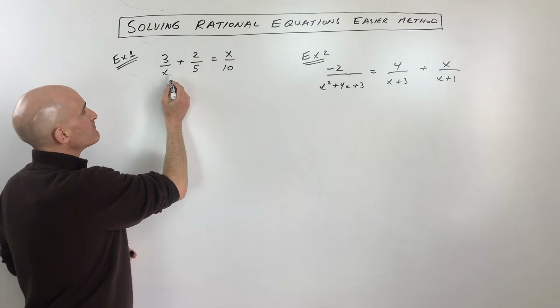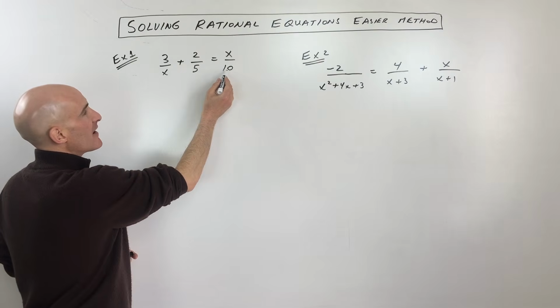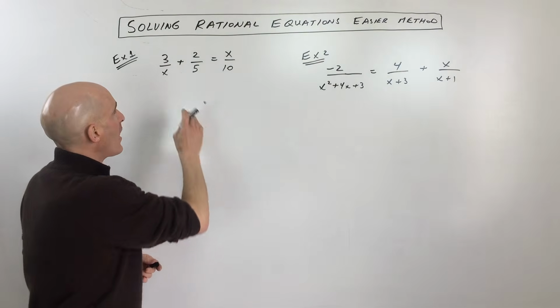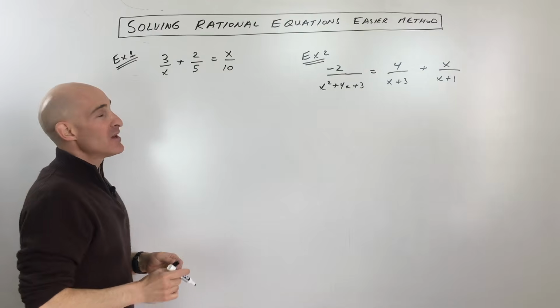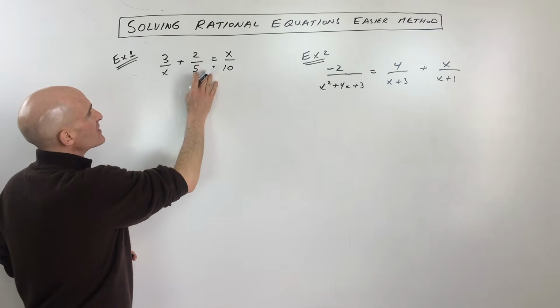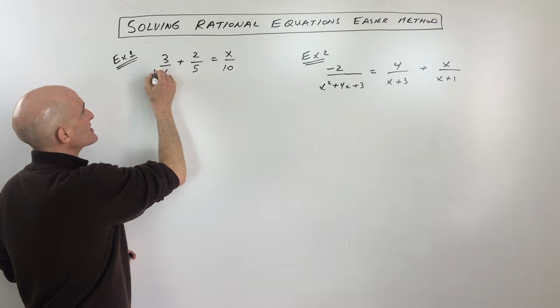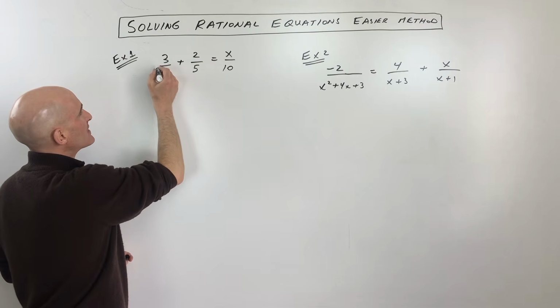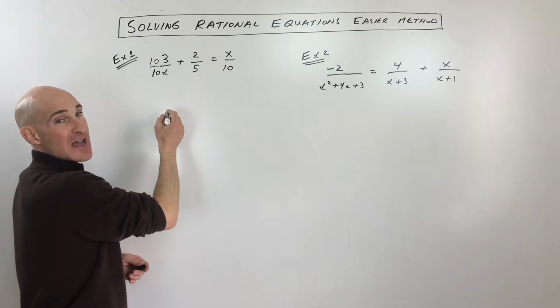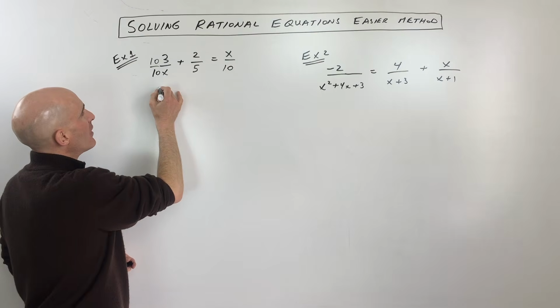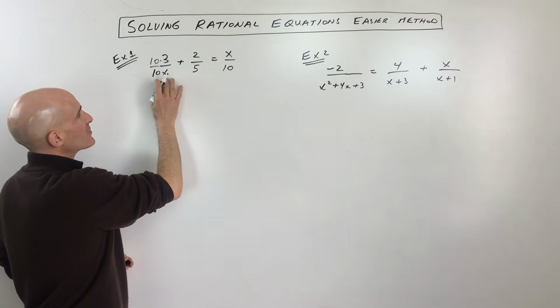So here you can see this has an x, this has a 5, and this has a 10. Okay, we want all these denominators to be the same. So if we could make all these denominators 10x, see, because this one has an x, it's missing a 10, right? So if I multiply that by 10, I have to make sure I do it to the top and the bottom. So you can see I have 10 times 3 over 10x now.